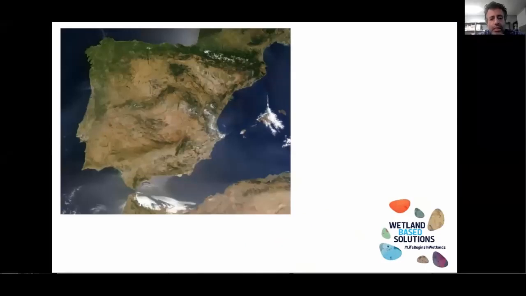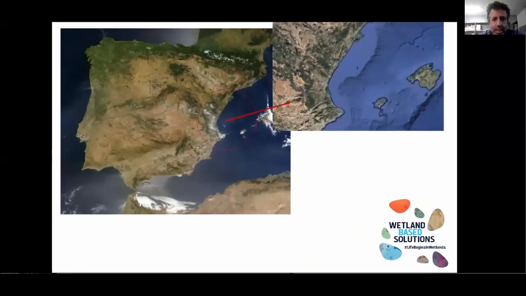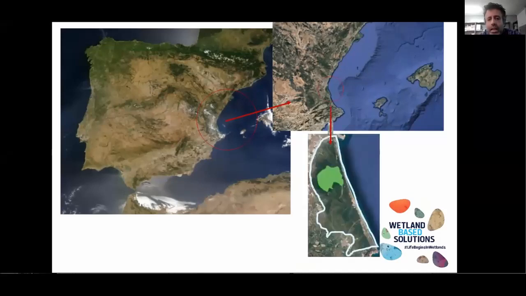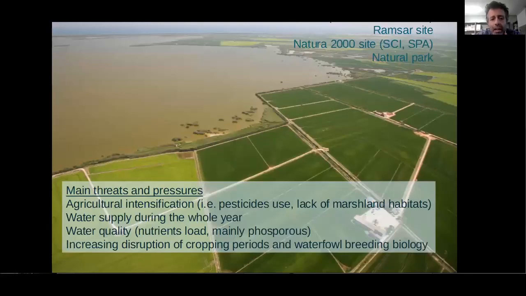First of all, I will introduce Albufera de Valencia. It's located in the east of Spain. It is the third most relevant wetland for biodiversity protection in Spain. And this wetland is characterized by having a shallow coastal lagoon, surrounded with rice fields. This is an aerial image of the lagoon and the rice fields.